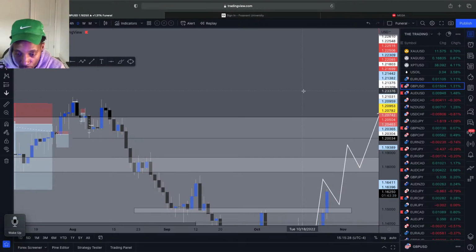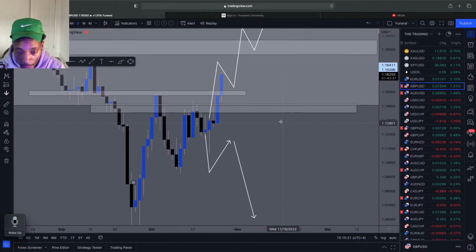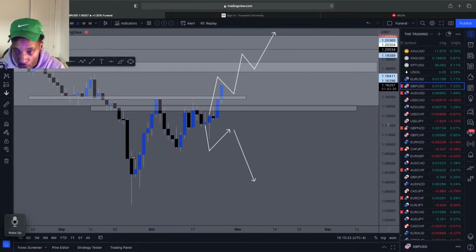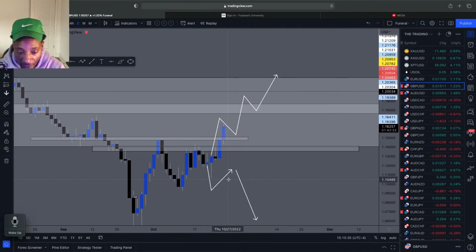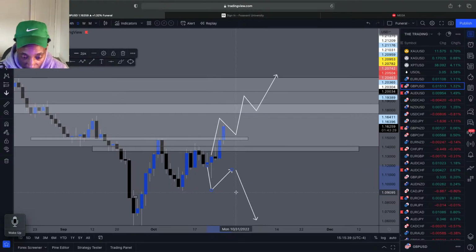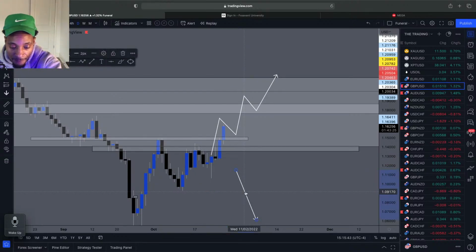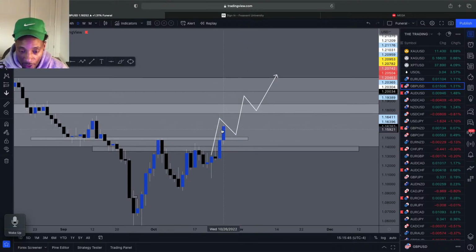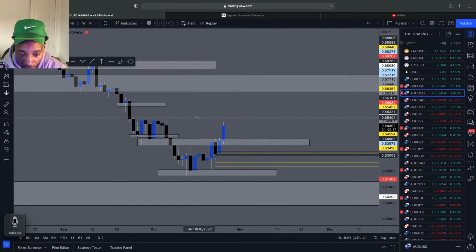break above some structure, we could see possible continuations to the upside, just to go ahead and complete the higher time frame retracements. From here, we could have seen possible moves to the downside if we got the break below. We did not get that. But here we could see the possible moves to the upside, come back for a retracement to see further continuation on GBP USD.